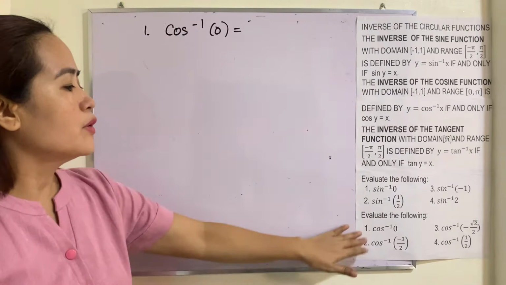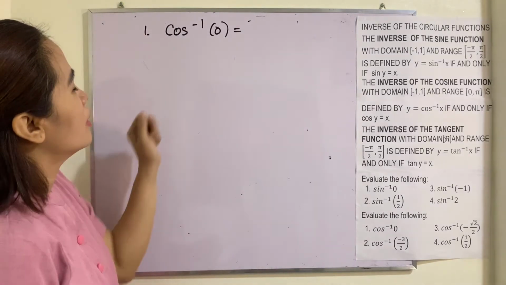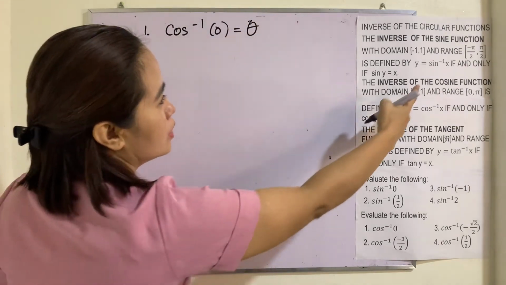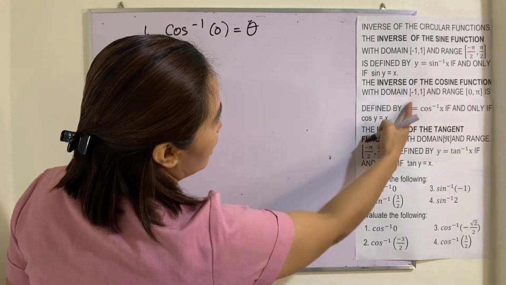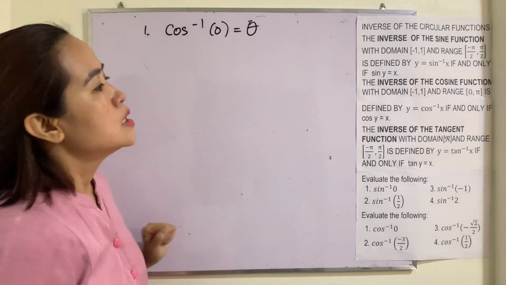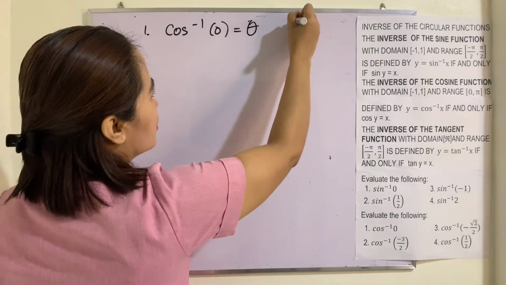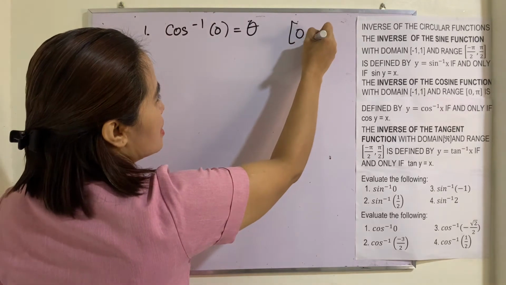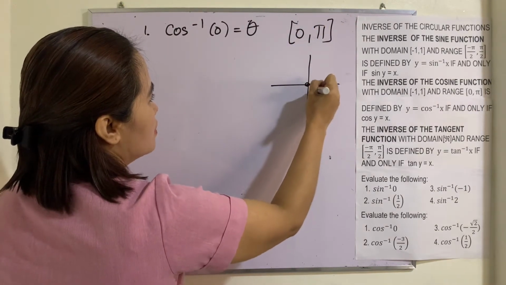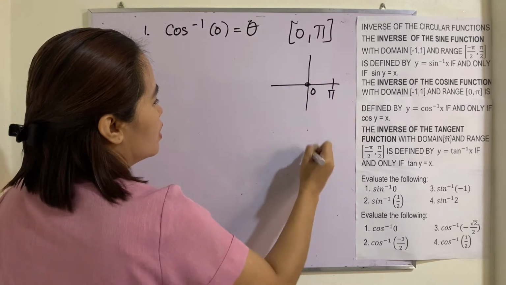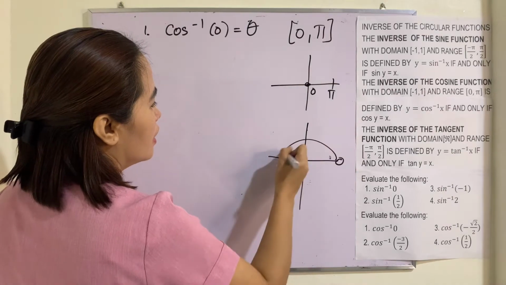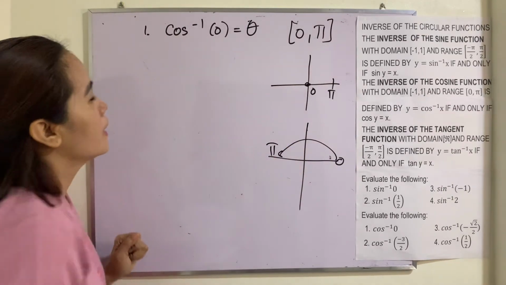Let's evaluate now the inverse of cosine. We have arc cosine of 0 is equal to theta. Take note that 0 is in between negative 1 to positive 1. Our range this time is 0 to pi. If we graph it using the unit circle, this one is 0, and this one is pi.